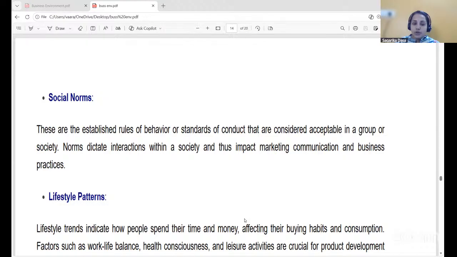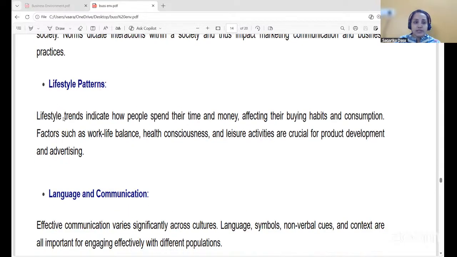That is the social norms, which are having an impact on the business organization. Then lifestyle patterns. Lifestyle tends to indicate how people spend their money and time, affecting their buying habits and consumption.